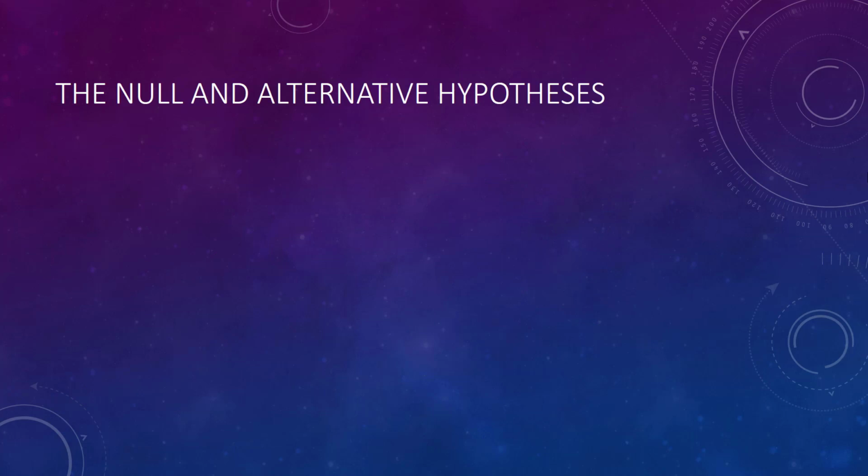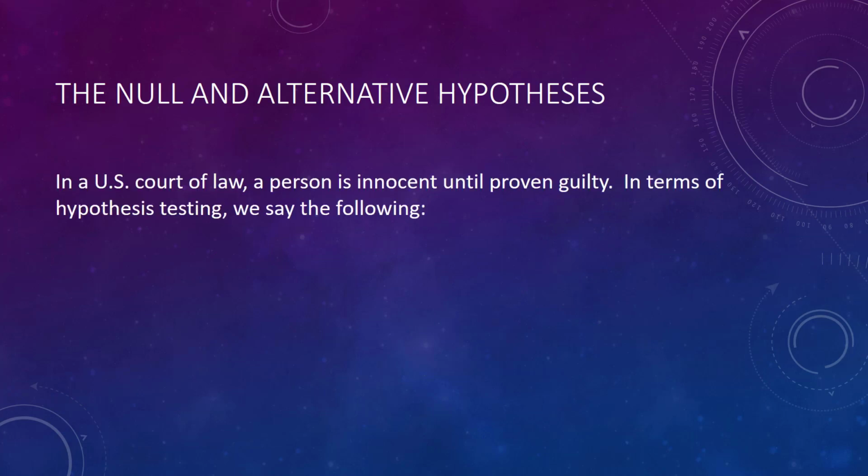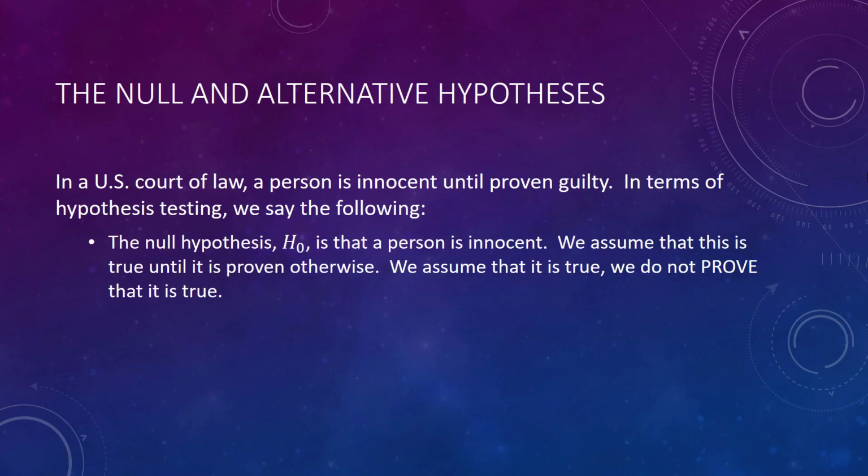The null and alternative hypotheses. In a U.S. court of law, a person is innocent until proven guilty. In terms of hypothesis testing, we say the following. The null hypothesis, H naught, is that a person is innocent. We assume this is true until we prove otherwise. Again, we assume that it is true.